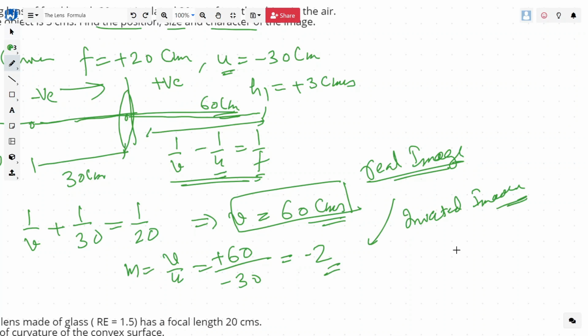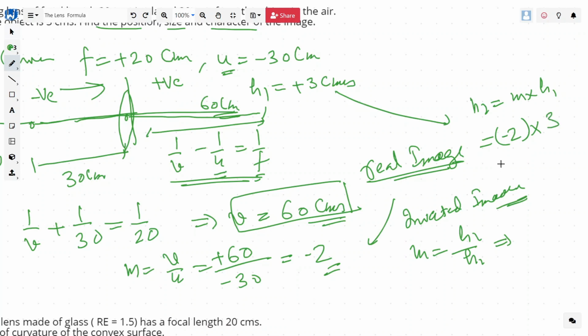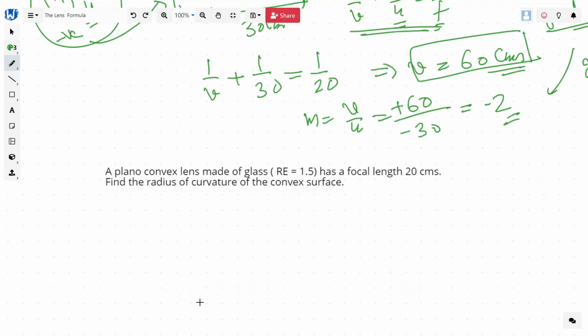And now we can find the size by simply using H2 by H1. So the height of the image, H2, is going to be magnification into H1, right? Magnification is minus 2, and the height of the object is given in the problem to be 3 centimeters, so minus 6 centimeters. So it is an image which is bigger in size but inverted and in the negative direction. So now let's move to our second problem.